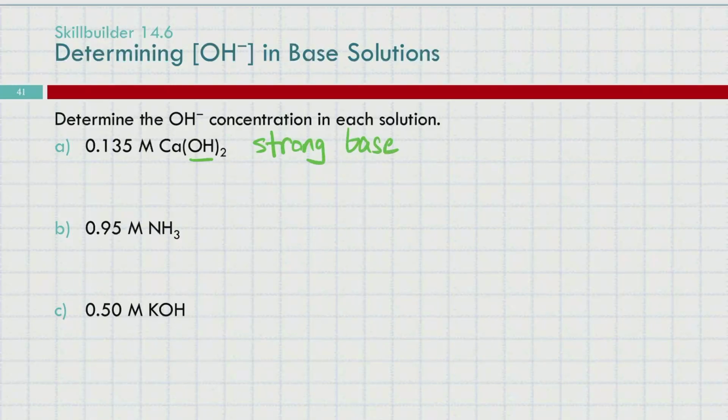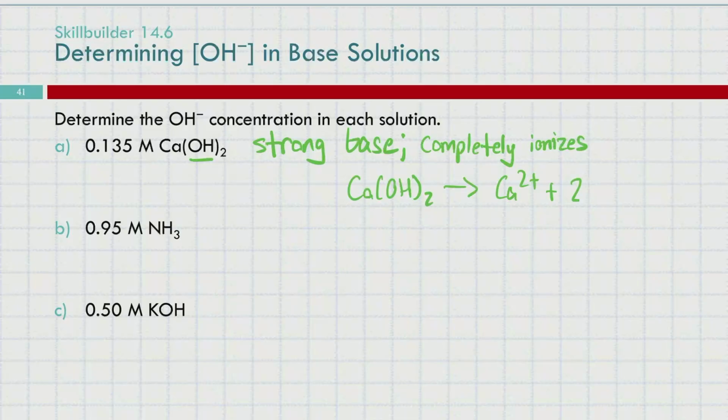It's ionic. It's got hydroxide in it. So it's a strong base. That means that it completely ionizes. Completely dissociates. Just falls apart. When it falls apart, how does it fall apart? How many hydroxides does it make? It makes 2 hydroxides. So in one fell swoop, calcium 2 plus, and 2 hydroxides are formed.